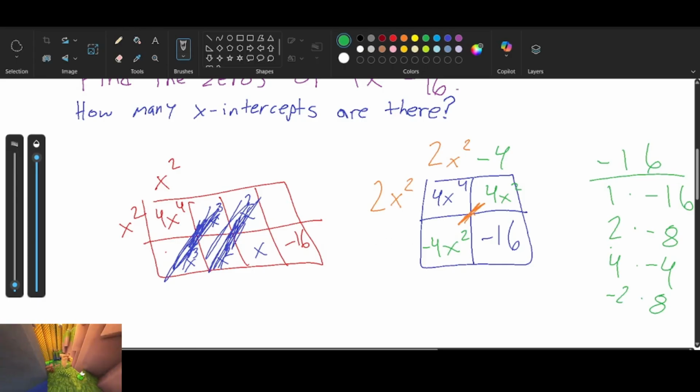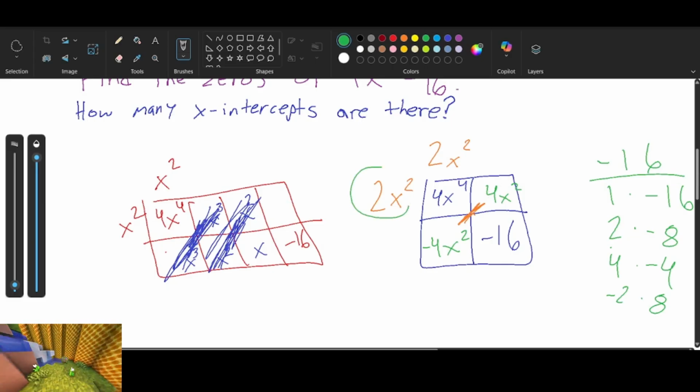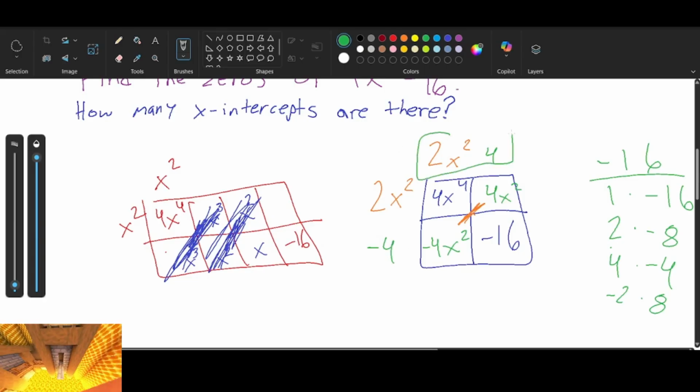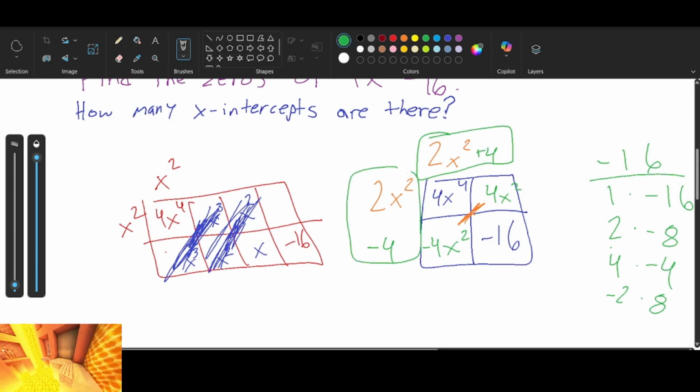Dang it, I messed this up. Hold on. This is a 4x squared, right? 2x squared times a positive 4 would give us that 4x squared. And then down here, I would have a negative 4. So I have these factors, 2x squared plus 4 and 2x squared minus 4.